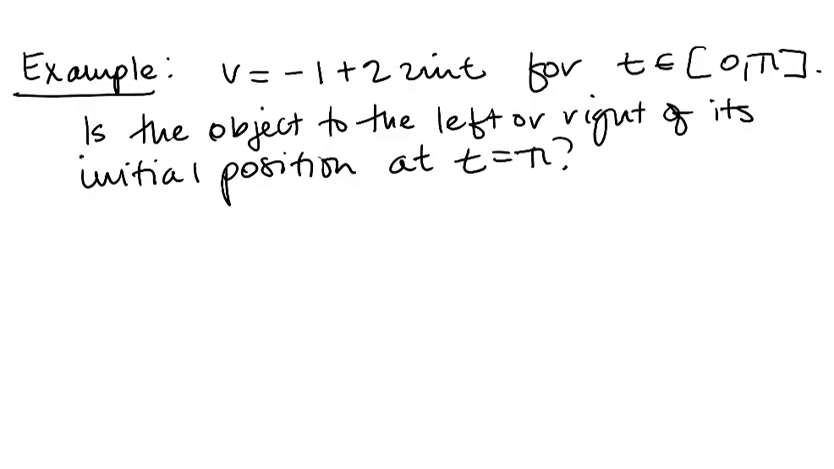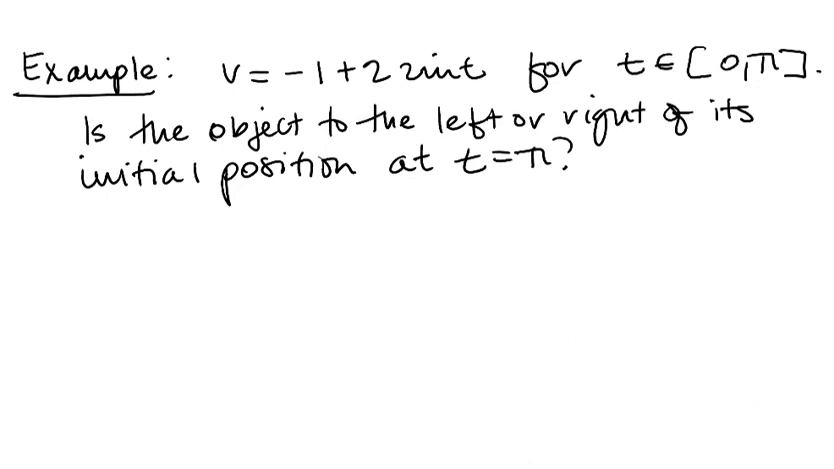All right, for example, the velocity of a particle moving along a straight line is given by v equals -1 plus 2 sine t for t between 0 and pi. Is the object to the left or to the right of its initial position at t equals pi? Well, if we're just talking about at t equals pi, where is it compared to where it started? That's displacement. So I need to calculate the displacement of the object.